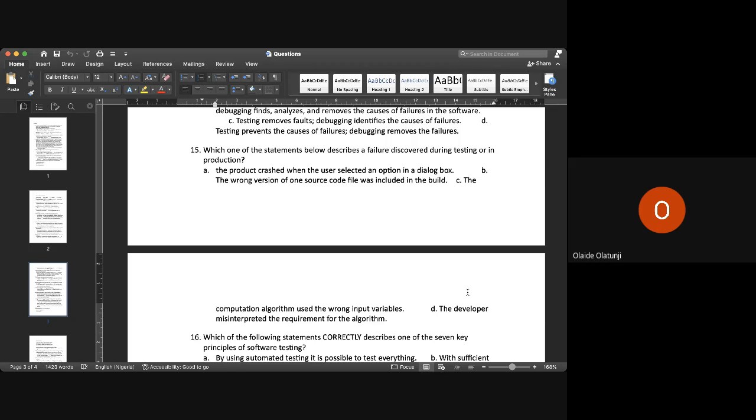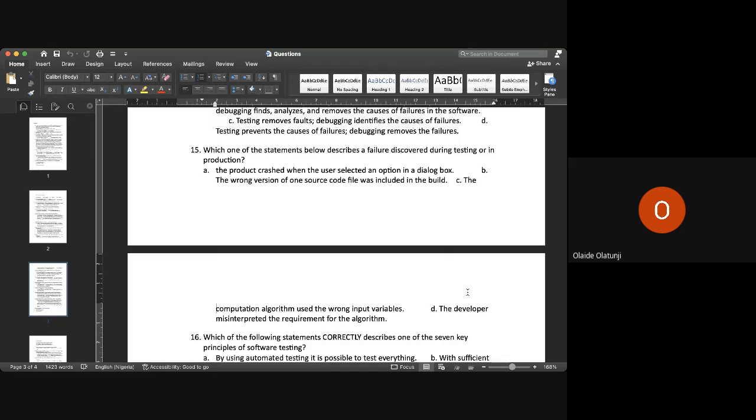Remember what I said about failure? Do you remember what I said some seconds ago about failure? You said failure is more or less like preventing one from achieving one's goal. Okay, the product crashed when the user selected an option in a dialog box. So the definition I gave about failure, does A not embody the definition? That the dialog box wasn't functioning the way it ought to.